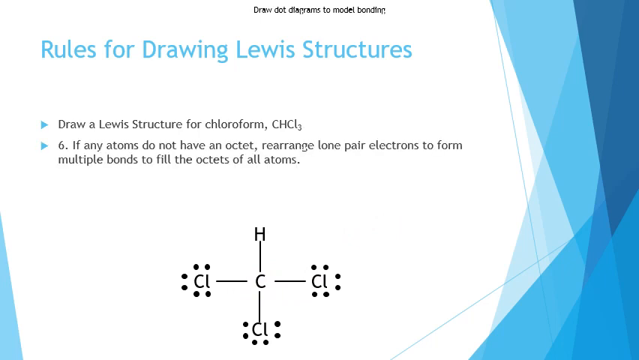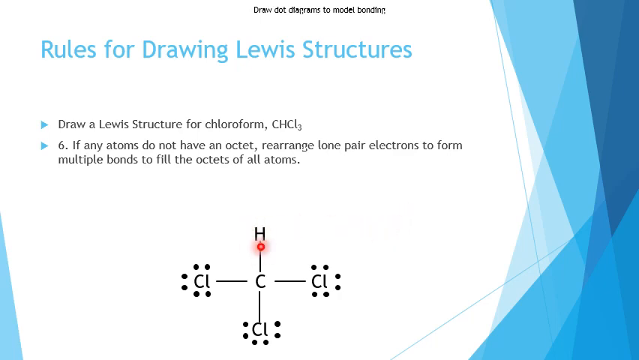And then finally, step 6, if any atoms do not have an octet, rearrange lone pair electrons to form multiple bonds, in other words, double or triple bonds, to fill the octets of all the atoms. We'll see an example of that in our next example. So here, this step is not necessary because every atom has a complete octet.